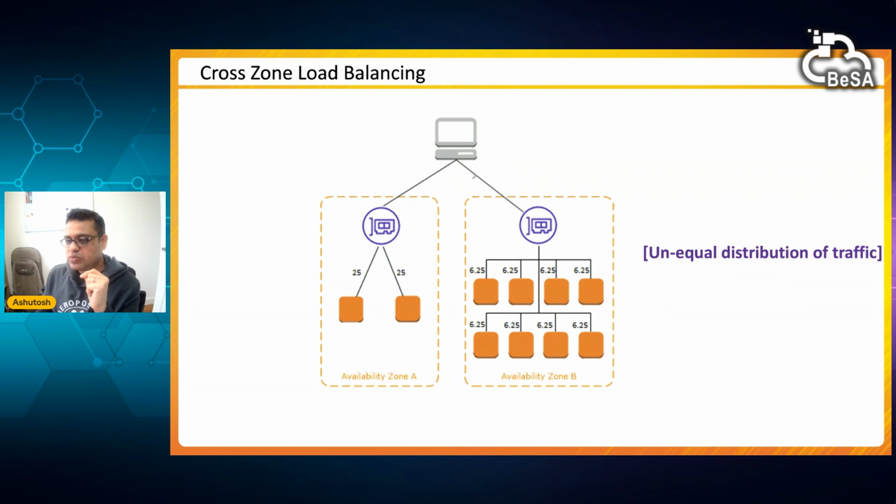ELB service will try to send 50% traffic here, right? And it will send 50% traffic here because it is like two availability zones, 50-50. Then here it will send 25% here, 25% here, and the rest all will get 6.25. This is not what we want, right?